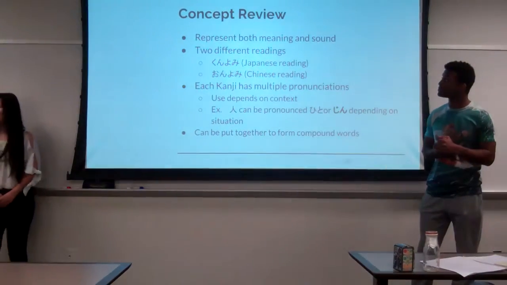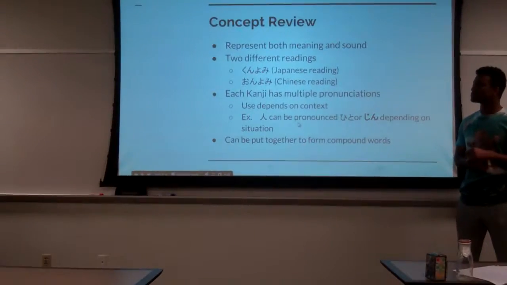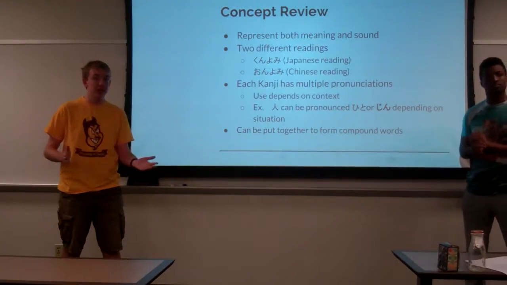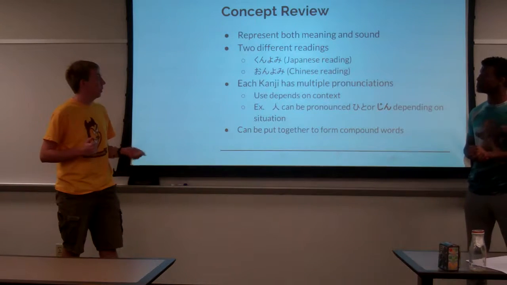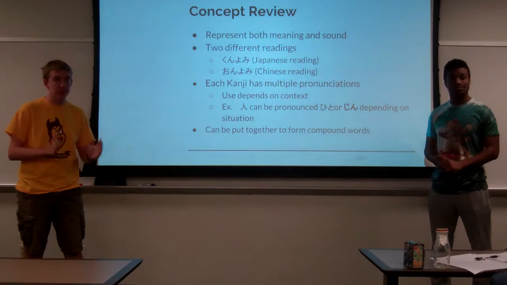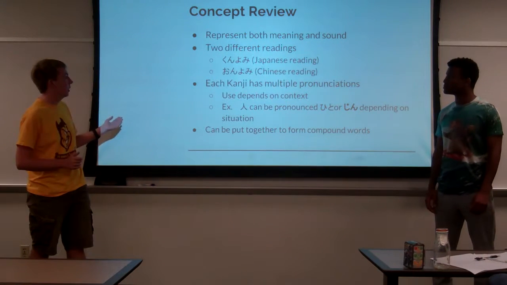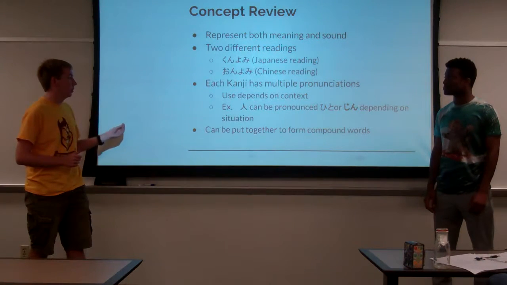Alright, so this is just a little bit about what kanji is to kind of have us all remember. It was originally borrowed from Chinese characters because Japan didn't start off with a written language, just verbal. Kanji themselves represent both meaning and sound, and there are two different kinds of readings. There is kunyomi, which is Japanese readings, and onyomi, which are Chinese readings.